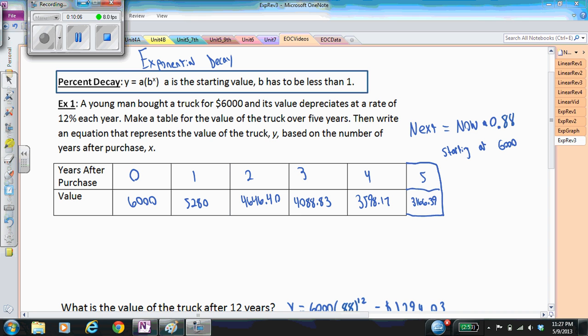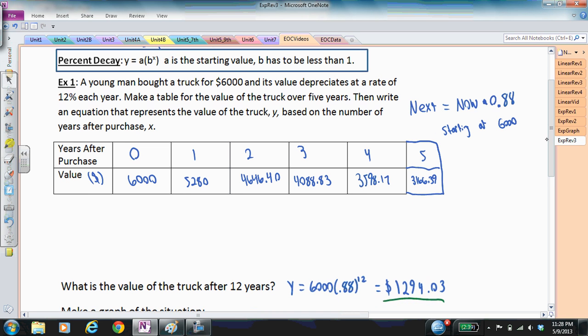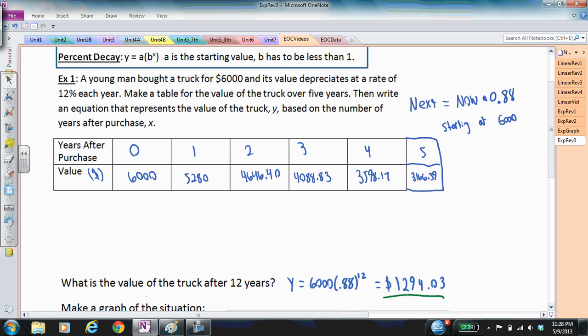So when you fill in the table, that's what it looks like. After 1 year, it's $5,280. This is value in dollars. After 2 years, $4,646.40. After 3 years, $4,088.83, and so on, going down to $3,166.39 after 5 years. Now the next question is, what is the value of the truck after 12 years?